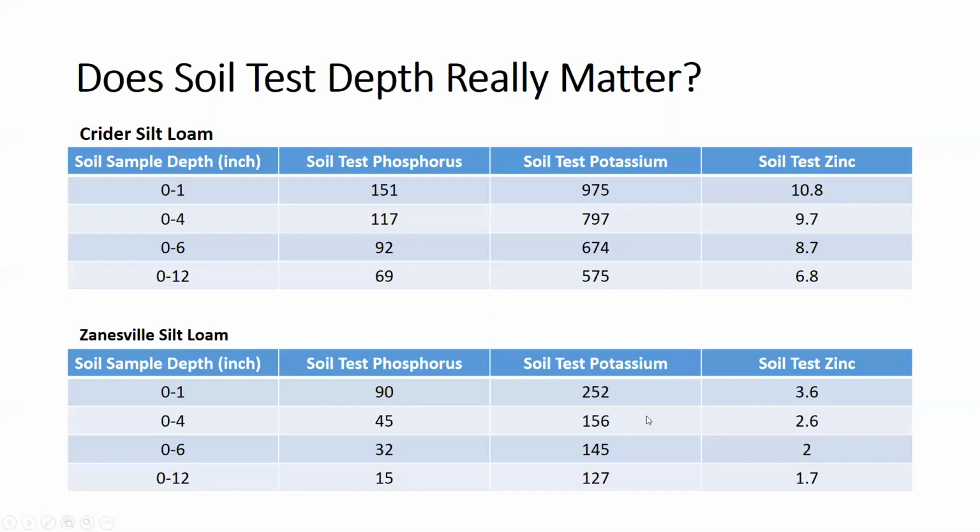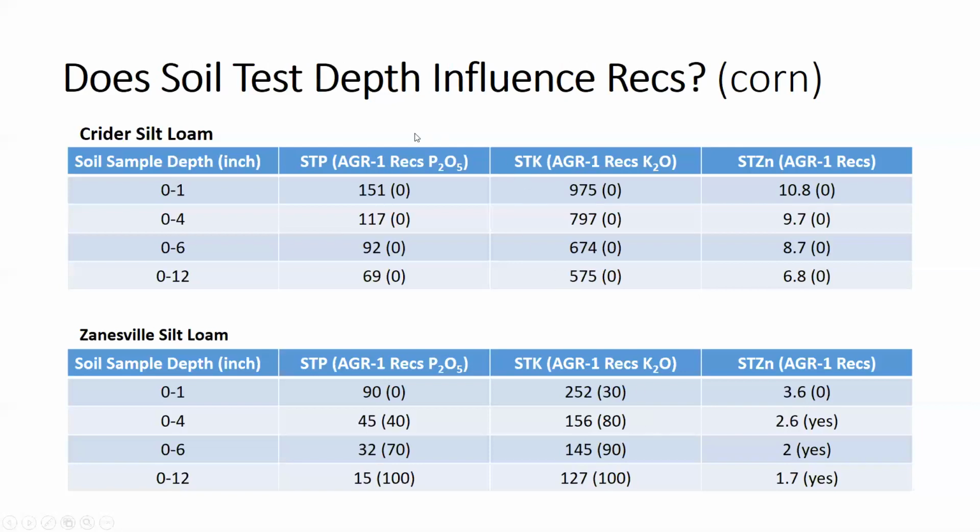So does it really matter? Yes and no. For this top field, the Kreider silt loam, it just happens to work out that regardless of the depth that we chose, all these values are above where we would make a recommendation.